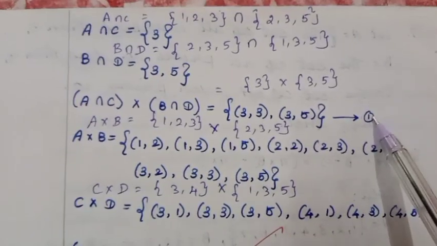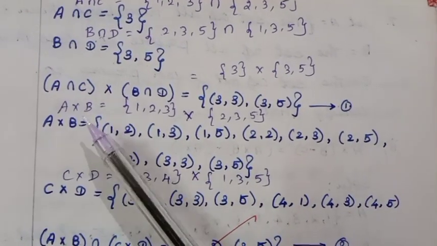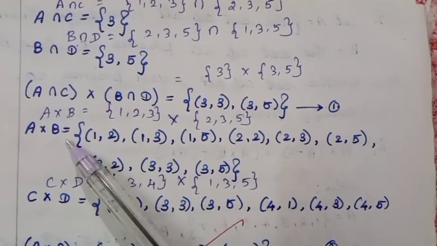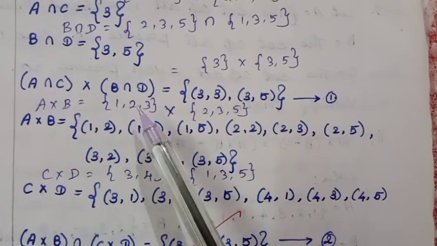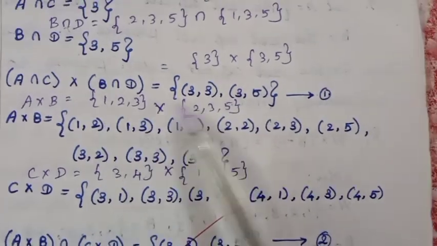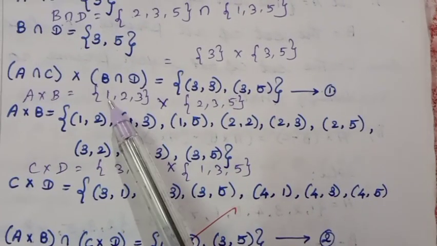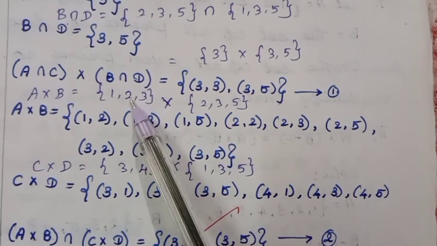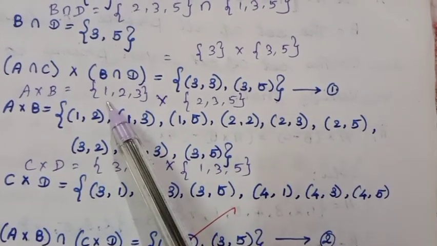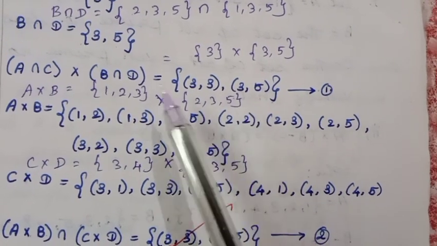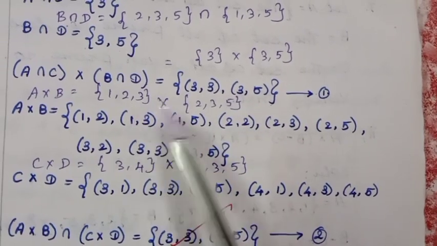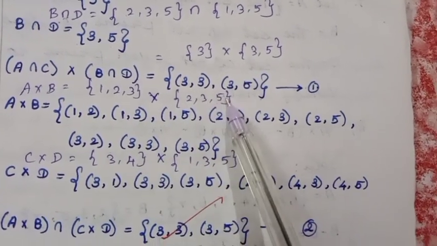Next, in RHS we have to find A cross B intersection C cross D. So A cross B first you have to find. A values, set of all 1, 2, 3 cross set of all 2, 3, 5. Now you have to make a Cartesian product. This 1 pairs with these 3 elements, then 2 pairs with these 3 elements, 3 pairs with these 3 elements. So that is 1, 2, 1, 3, 1, 5. Then 2, 2, 2, 3, 2, 5. Then 3, 2, 3, 3, 3, 5.